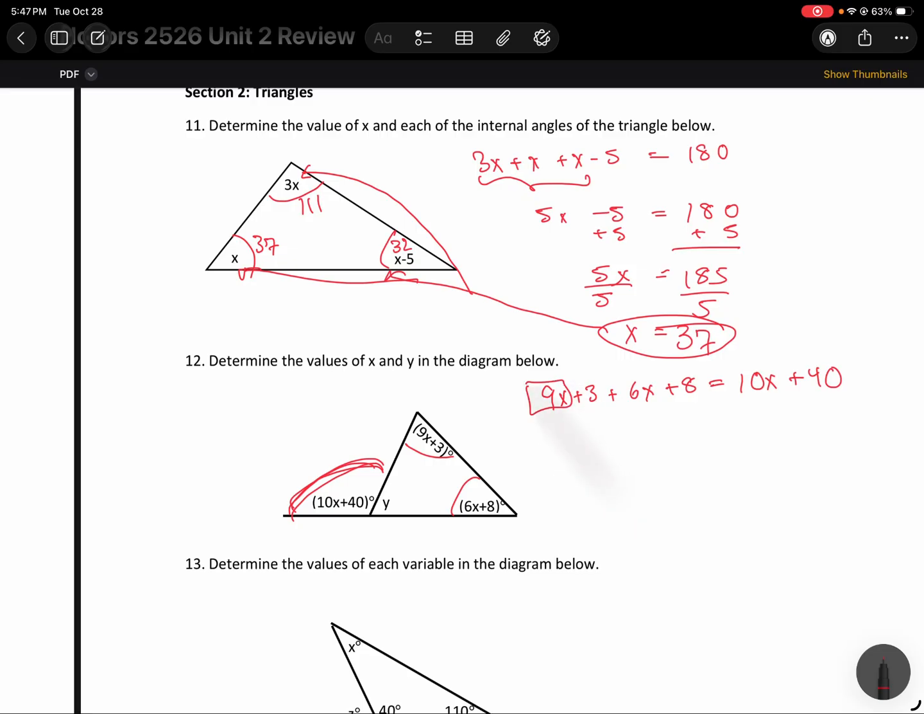All right, combine your like terms. Looks like we have 15x plus 11 equal to 10x plus 40. And then just simplify and solve for x. So that's supposed to be 29?